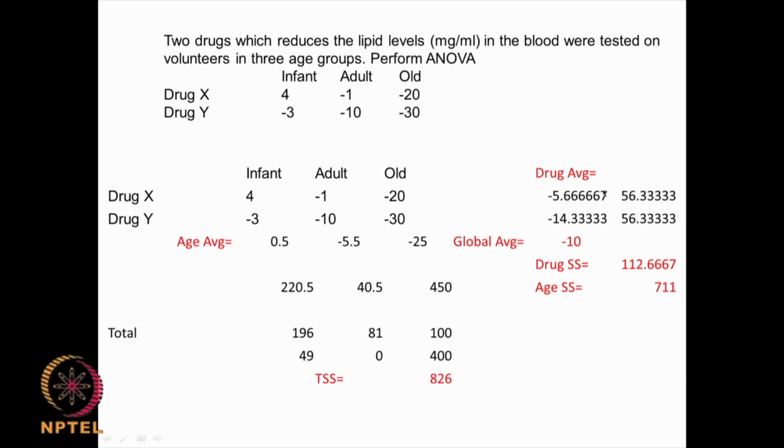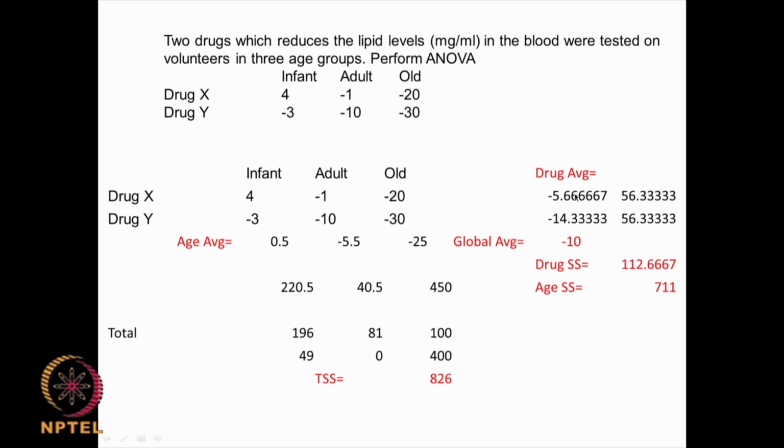Now drug average means you add up all these and divide by 3, because here we have 3 situations. So it is minus 20, minus 21, minus 4 1/7... that is minus 17 by 3, which will be minus 5.66. For this one, minus 30, minus 10, minus 3, that comes to minus 43 divided by 3, which is minus 14. So this is the drug average for each one of the drugs.